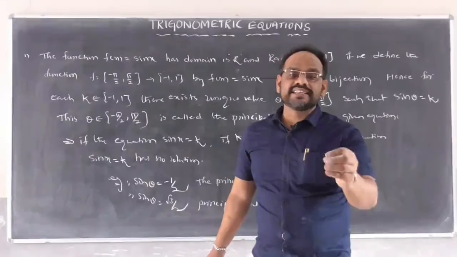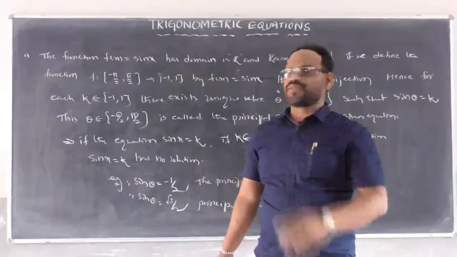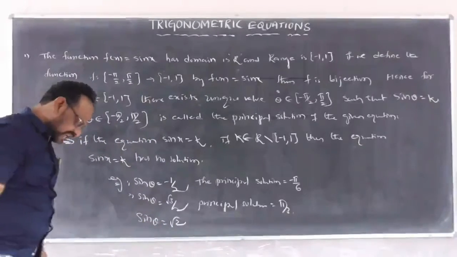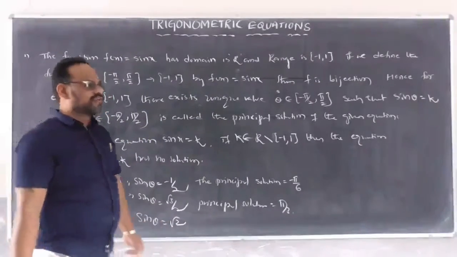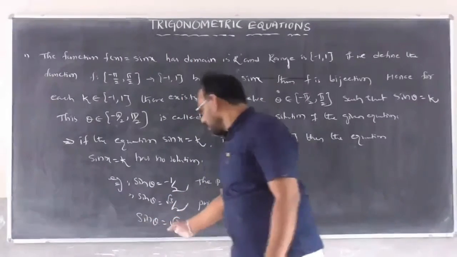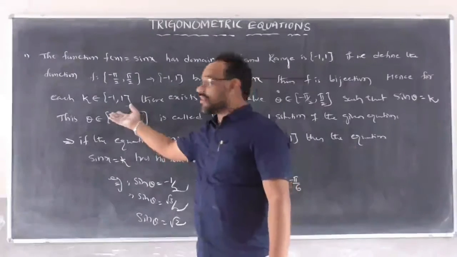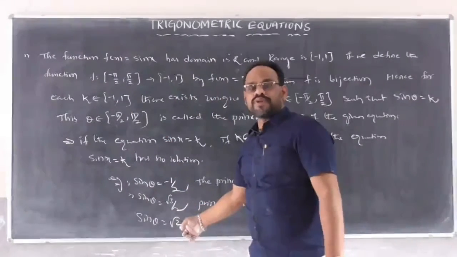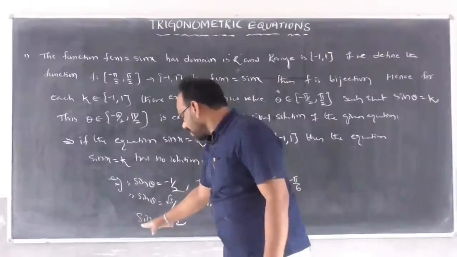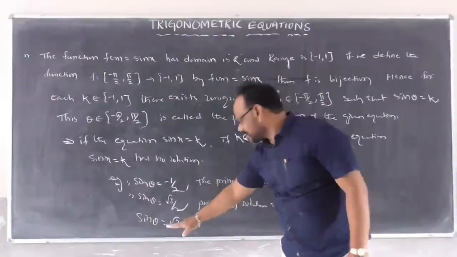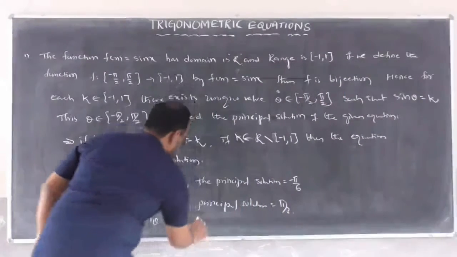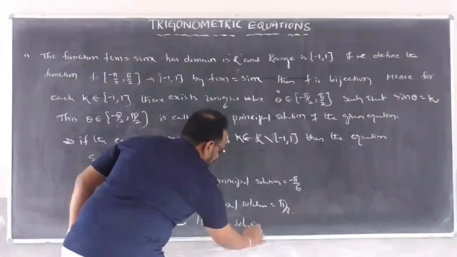If you take sin theta is equal to, for example, square root of 2, we know that the square root of 2 value is 1.414. Clearly it does not lie between minus 1 and plus 1. So k does not belong to the closed interval minus 1 to plus 1. In this situation sin theta has no principal solution, no solution.